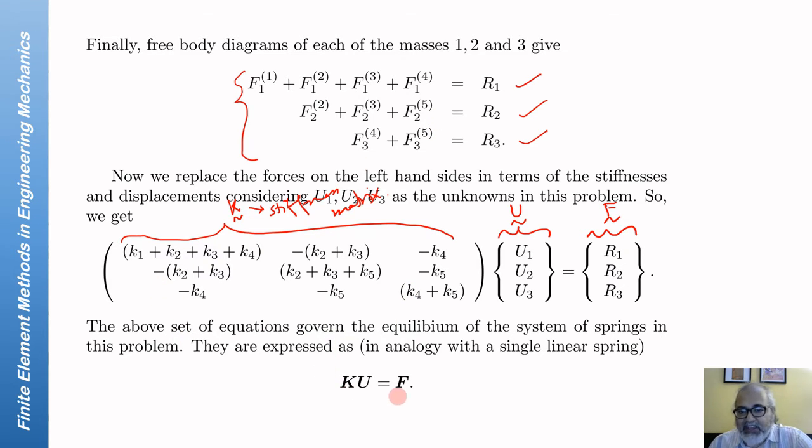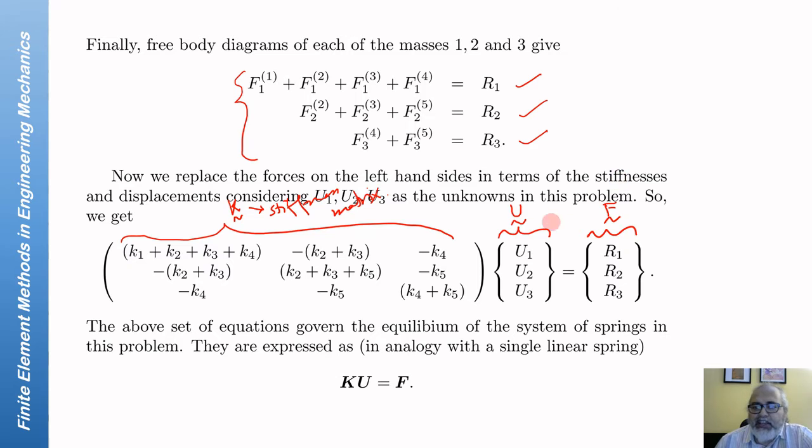So we will write it as Ku equal to F, in analogy with the familiar expression for a single spring, K delta equal to F. So now K is a stiffness matrix, U is a set of generalized displacements, and F is a set of generalized externally applied loads.